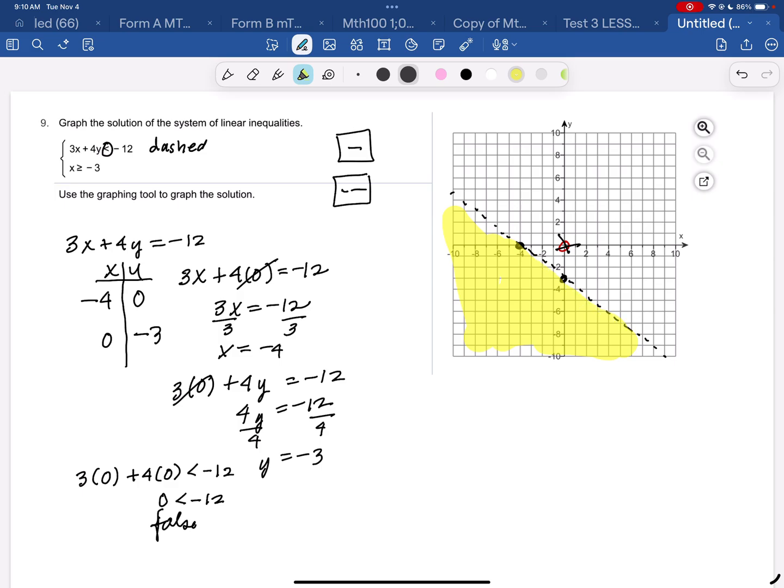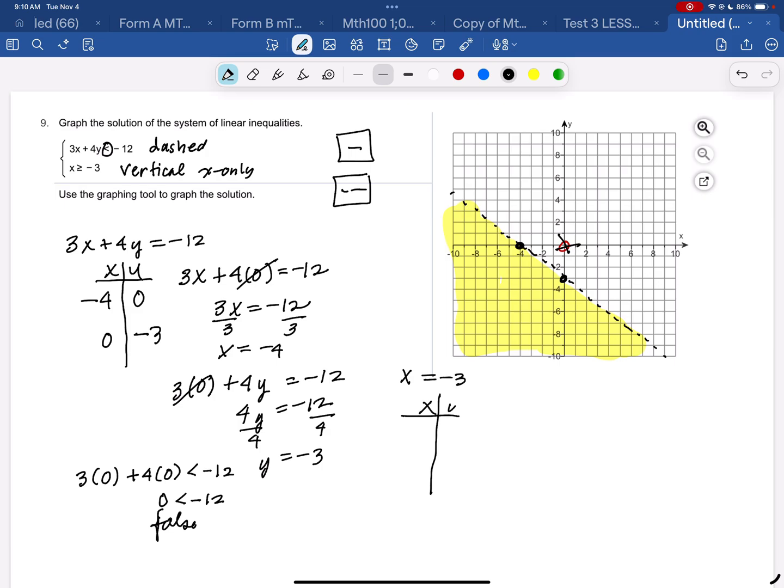Now my second line is a vertical line. I know that because X only. That means when I make my line X is equal to negative 3, X has to be negative 3 for all the points, right? Or I can just say that's a vertical line through negative 3, and it is a solid line because of the greater than or equal to. So negative 3, solid line.